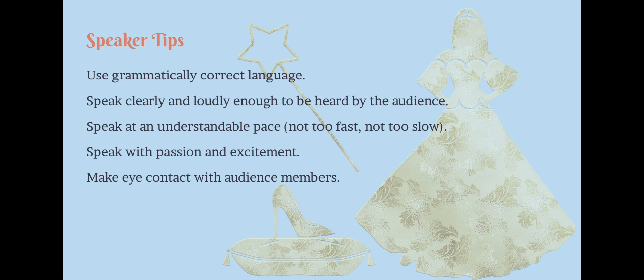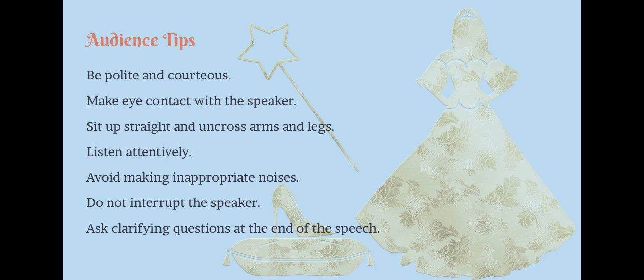Now, what should the audience do? They need to be polite and courteous. They also need to make eye contact with the speaker. They need to sit up straight and give the body language that shows that they're listening by uncrossing their arms and legs. They also need to listen attentively and avoid making inappropriate noises. They definitely do not want to interrupt the speaker. However, they should be able to ask clarifying questions at the end of the speech.